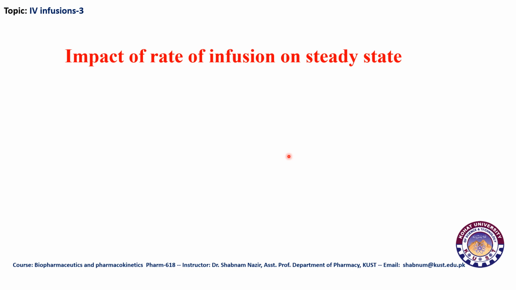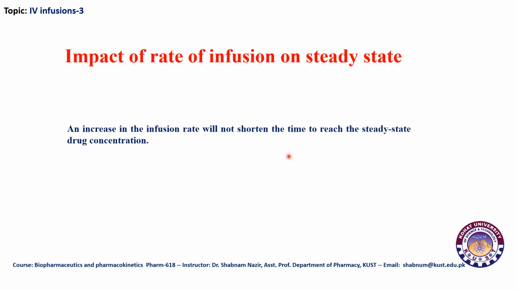So what it simply means is that an increase in the infusion rate will not shorten the time to reach the steady state drug concentration. Not by any means. If, for example, you double the rate of infusion, it might be in your mind that we are increasing the rate of infusion, so the steady state level would be achieved earlier. But it won't affect it in that way.